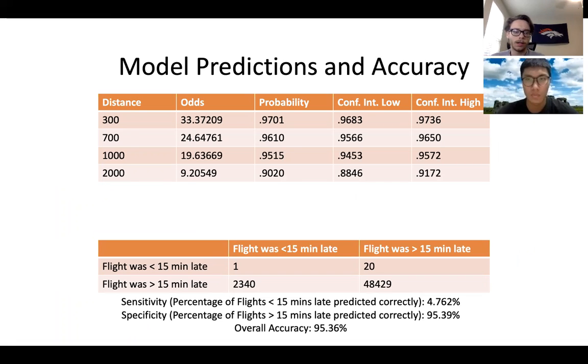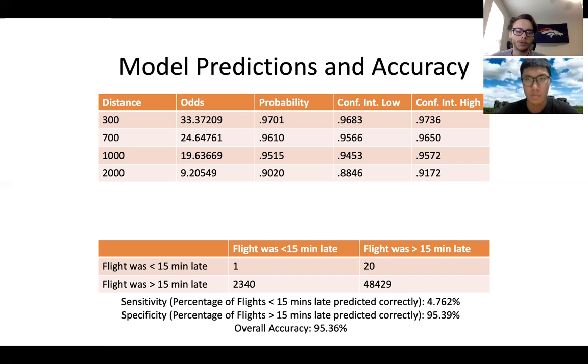The odds can be interpreted as, in the case of 300 miles, for every flight that was already delayed 30 minutes and gets there less than 15 minutes late, there will be 33.37 that get there greater. To the right of those are the probabilities, along with a 95% confidence interval, low and high. As you can see, the probabilities are pretty bad until you get to 2,000 miles, which is a really long distance flight. Then there's a decent chance of it being less than 15 minutes late.